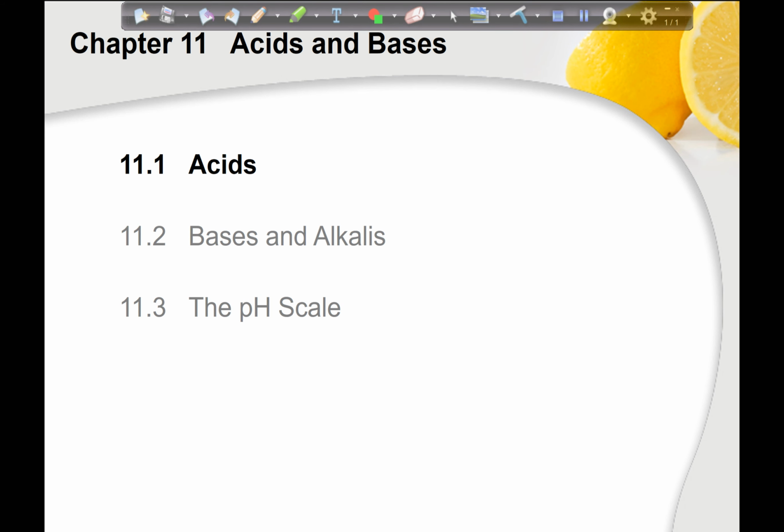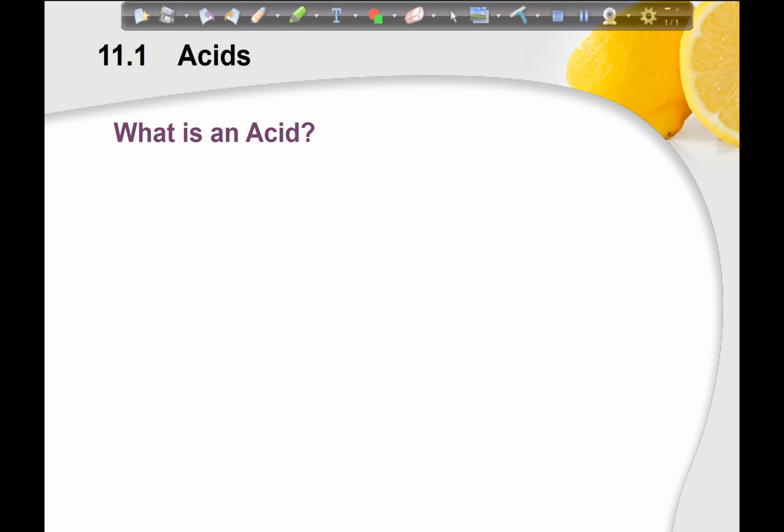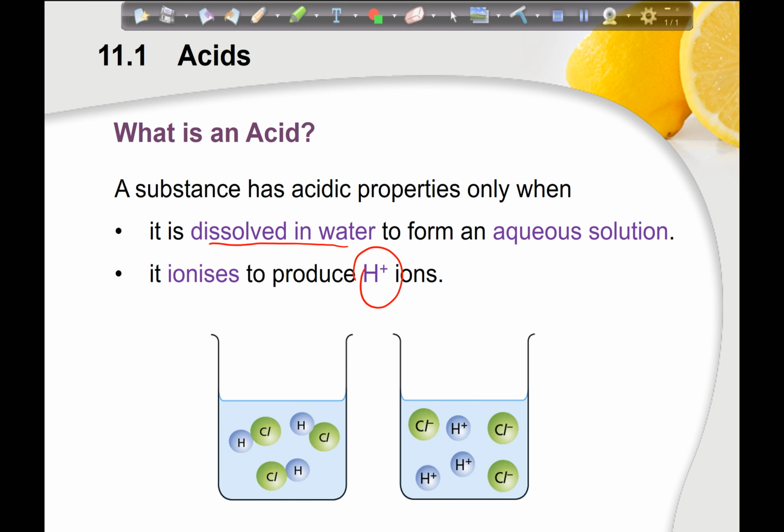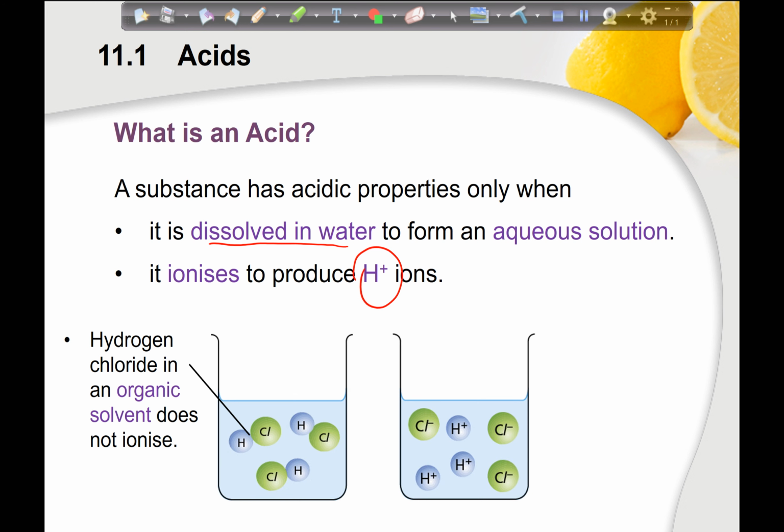Alright, so first of all, we're going to go into what exactly are the chemical reactions of an acid. So what exactly is an acid? Okay, an acid only displays acidic properties when it is dissolved in water. Basically, what is responsible for the acidic reaction is actually these H+ ions here. If you compare these two reactions, the one over here is in an organic solvent, so the hydrogen ions are not ionized. When that happens, this is actually not an acid.